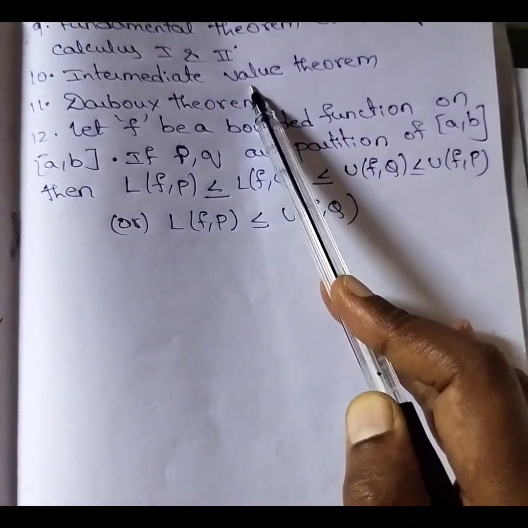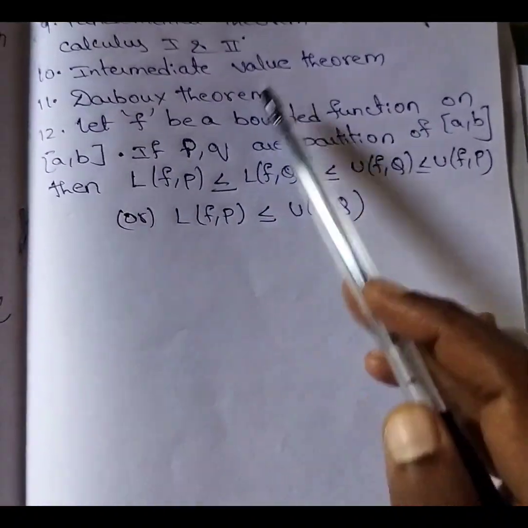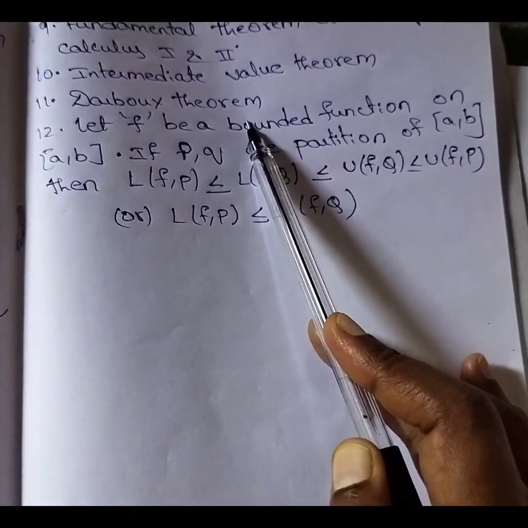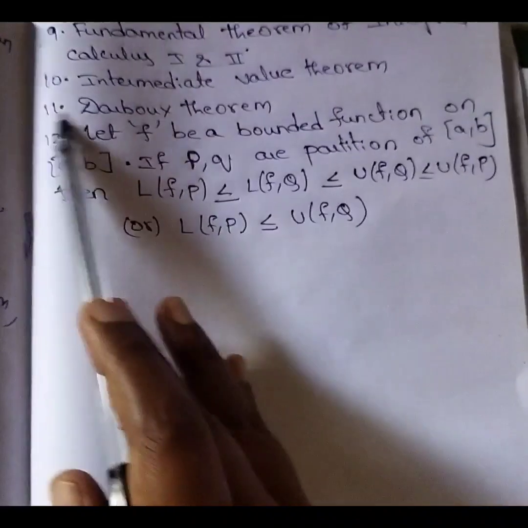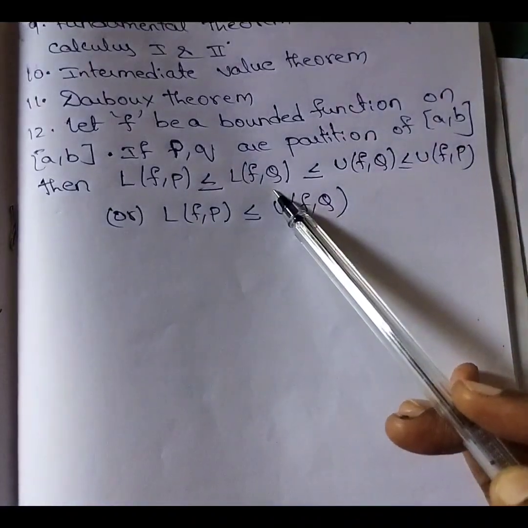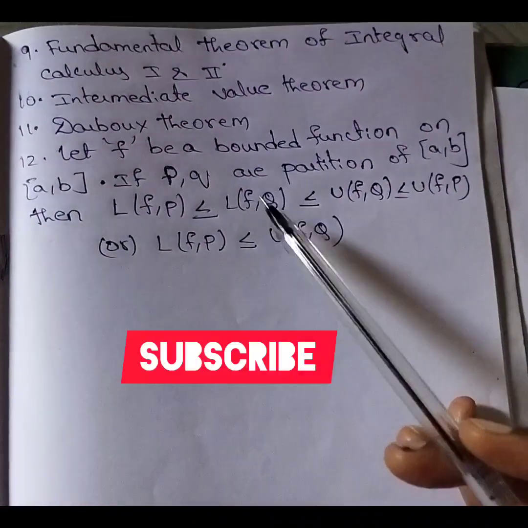Next, state and prove intermediate value theorem. State and prove Darboux theorem. This also you can expect. 9th, 10th, 11th and 12th completely come under long answers only. So you can expect one long.